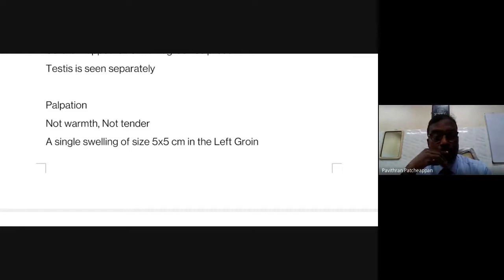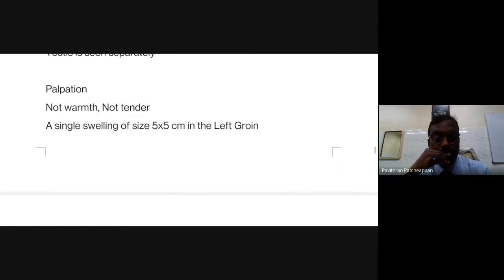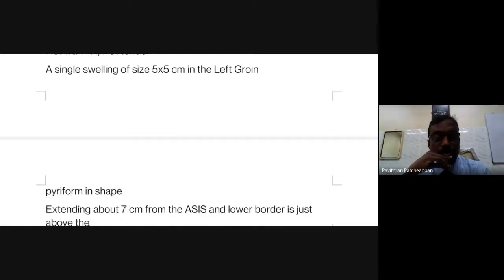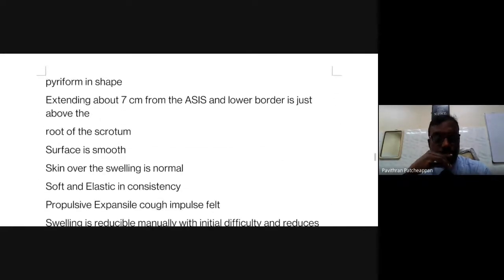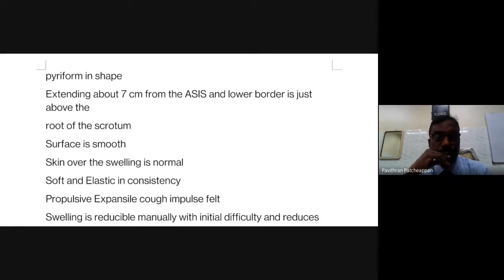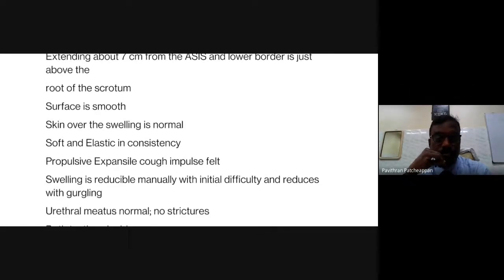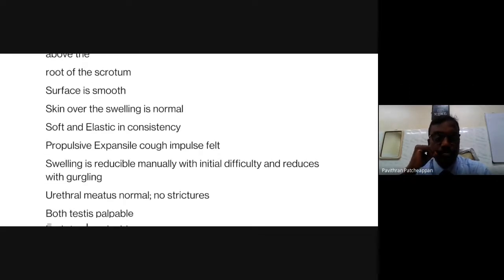Palpation: not warm, not tender. A single swelling of size 5 by 3 cm. The left groin swelling was pyriform in shape, and the extent was also confirmed by palpation. The surface and the skin over the swelling were normal. The surface is smooth, and it was soft and elastic in consistency, sir.